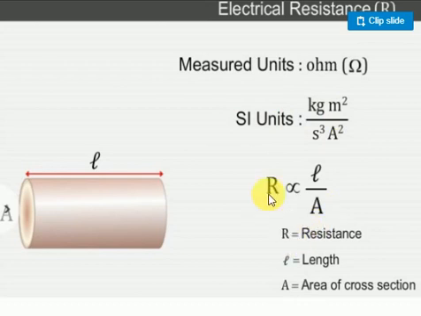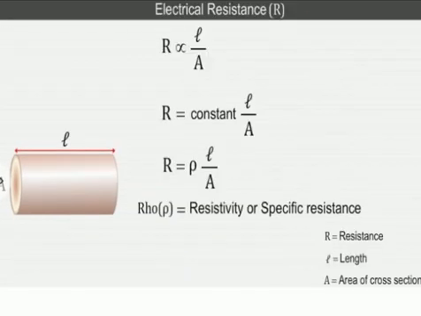R is nothing but resistance, L is length, and A is the area of cross section. More length means more resistance. More area means less resistance. Clear? When you go to the next slide you'll get it very clearly. R is proportional to L by A.